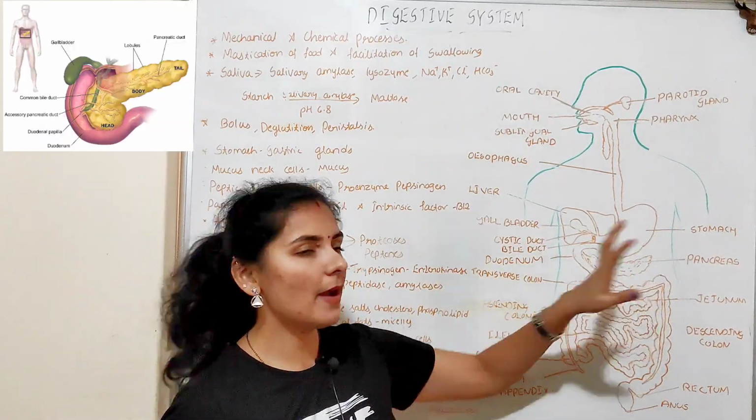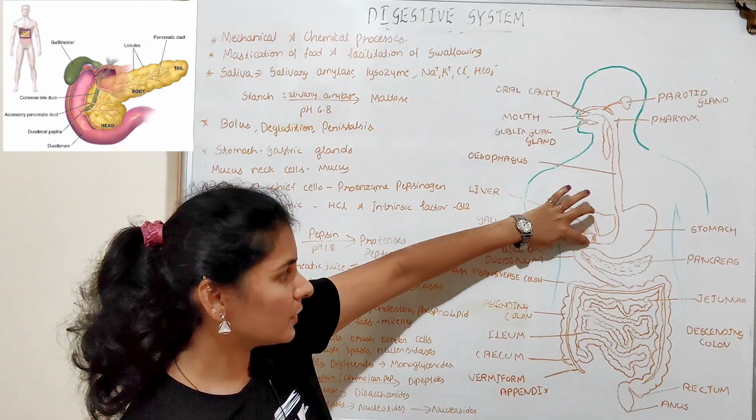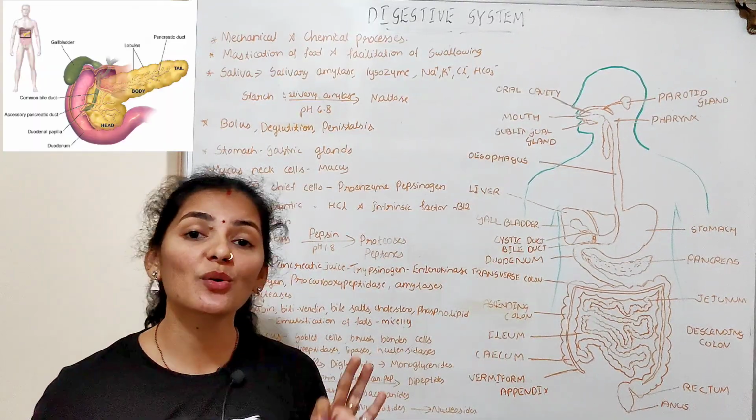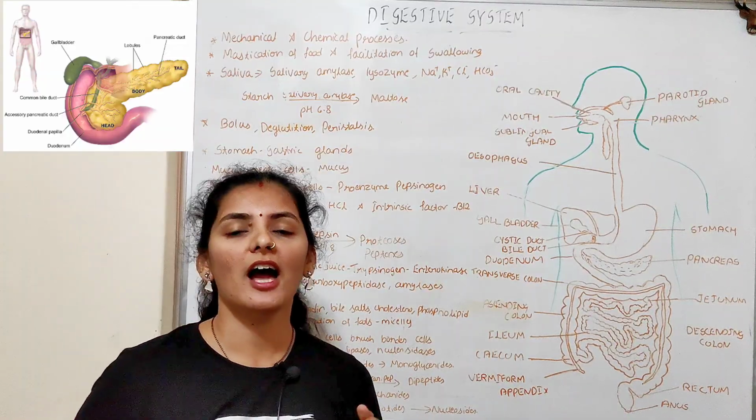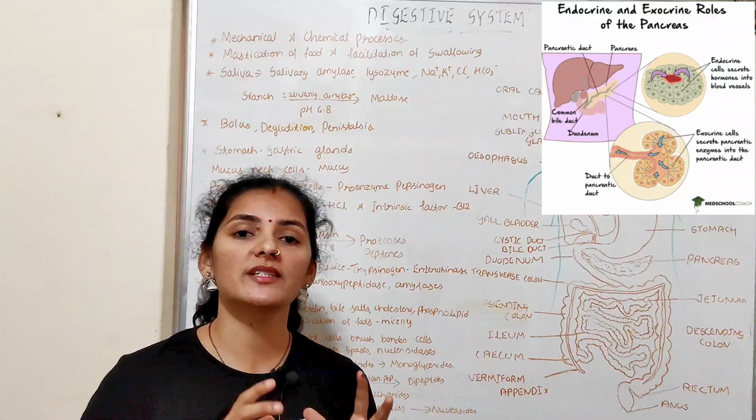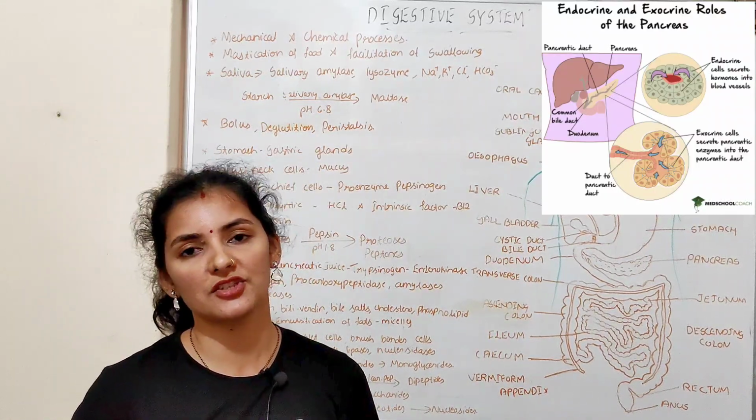Third gland is pancreas. The pancreas is a long carrot-shaped organ which is present between the limbs of the U-shaped duodenum. And this pancreas is a heterocrine gland. Heterocrine means having both exocrine and endocrine parts. Exocrine is the part which releases its secretion through a duct, and endocrine is the part which releases its secretion directly into the bloodstream.